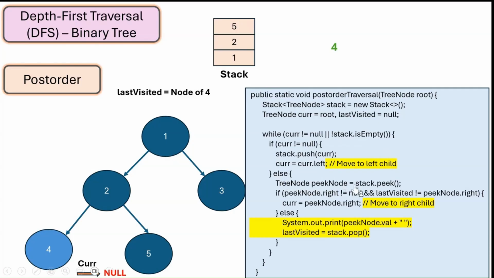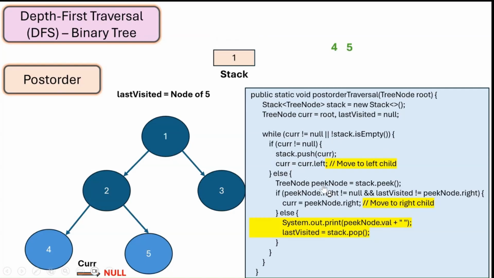It will check the top node which we pushed to the stack, which is 5. Is there any right subtree for that node that we need to visit? Now the right subtree for node 5 is null, so it will not go to the if condition, it will go to the else. It will print the 5 and then update the last visited to node 5. Now it will come back to the beginning of that while loop. So current is still pointing to null, so it will again come to the else condition.